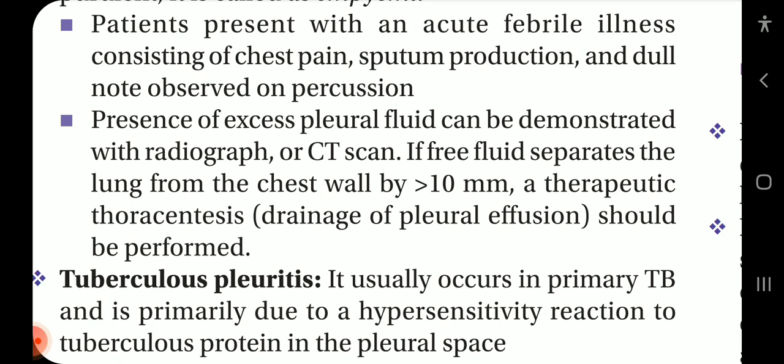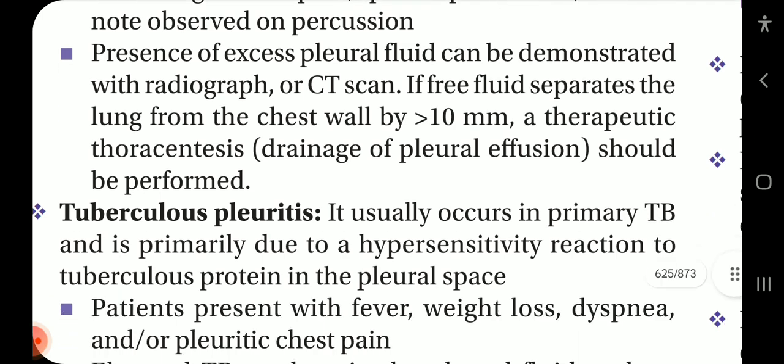Presence of excess pleural fluid can be demonstrated with radiograph or CT scan. If free fluid separates the lung from the chest wall by more than 10 mm, a therapeutic thoracentesis drainage of pleural effusion should be performed.